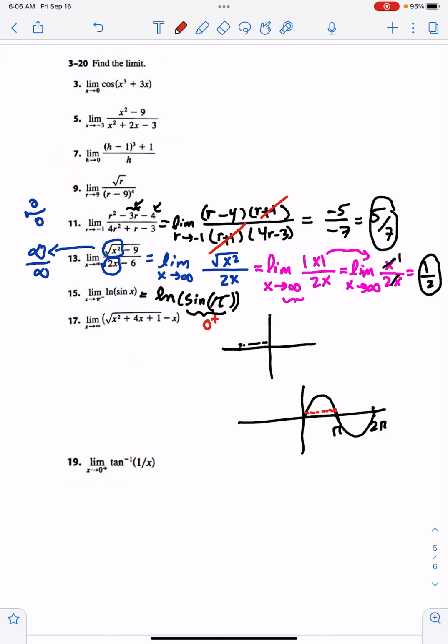Inside ln is always a positive number, so if this was a negative number, then it didn't exist in the domain. So now ln of 0 a little bit more. If you think of the graph of ln, it's this way. If you go to inputs that are very, very close to 0, the output is very, very close to infinity, but negative. So the answer to this one is negative infinity.